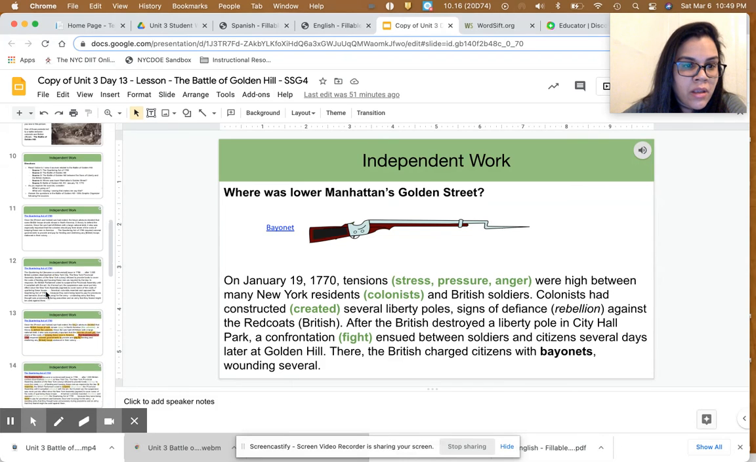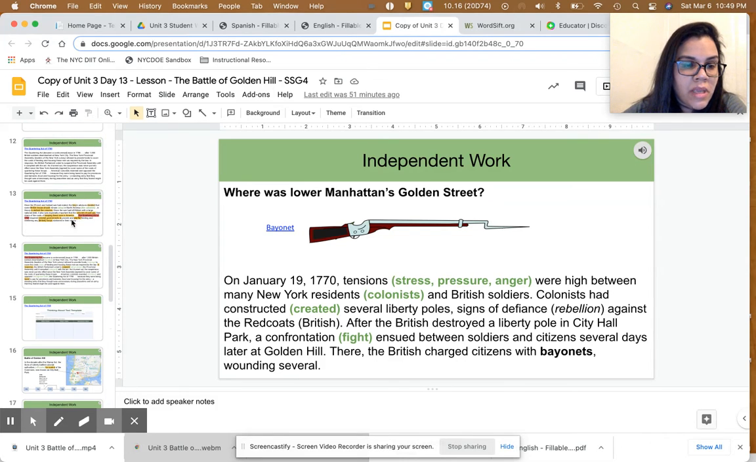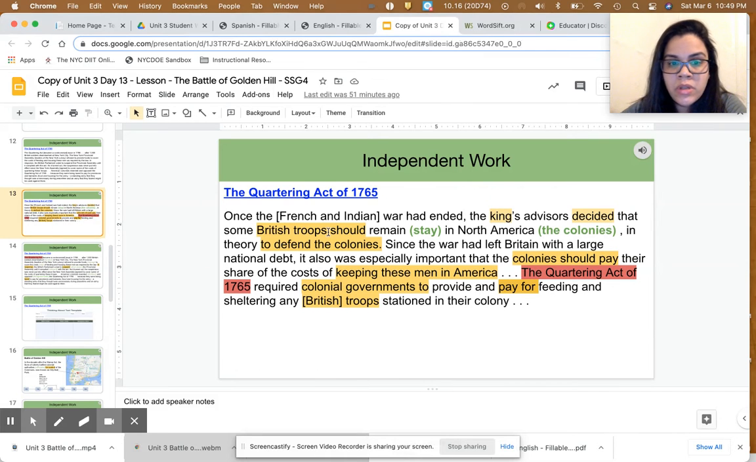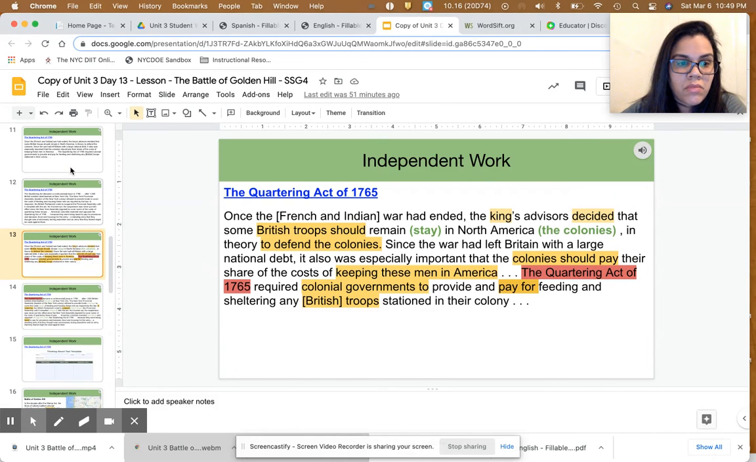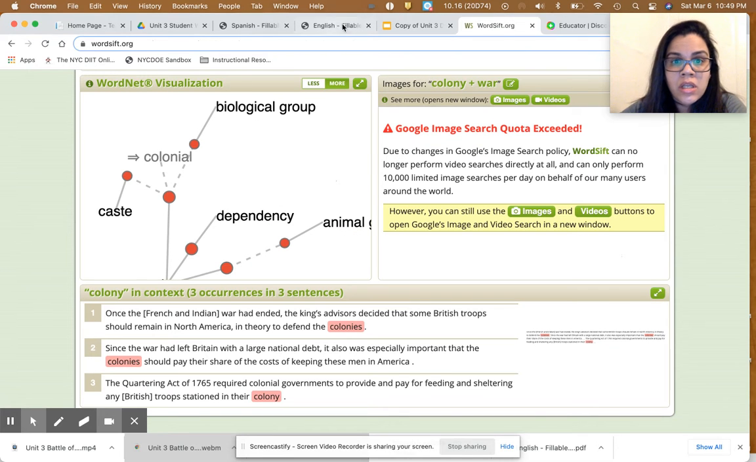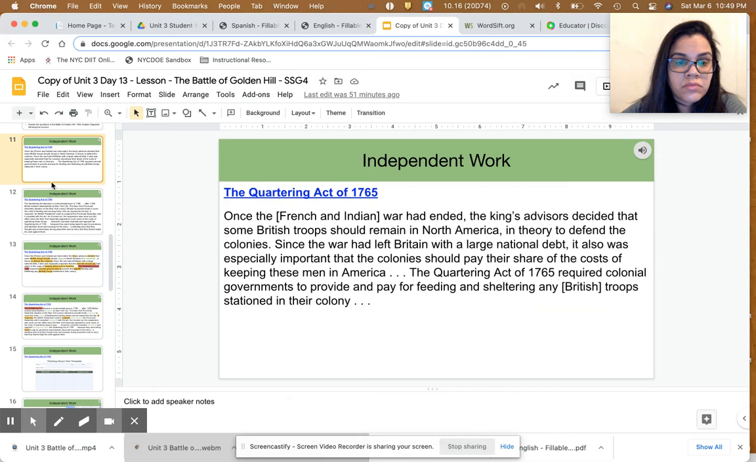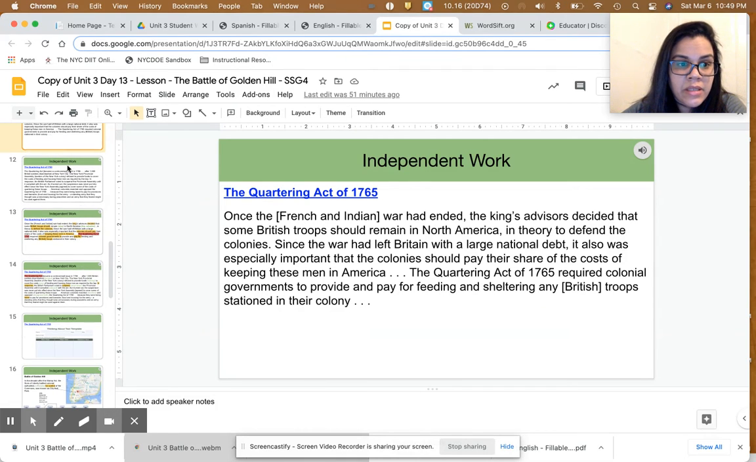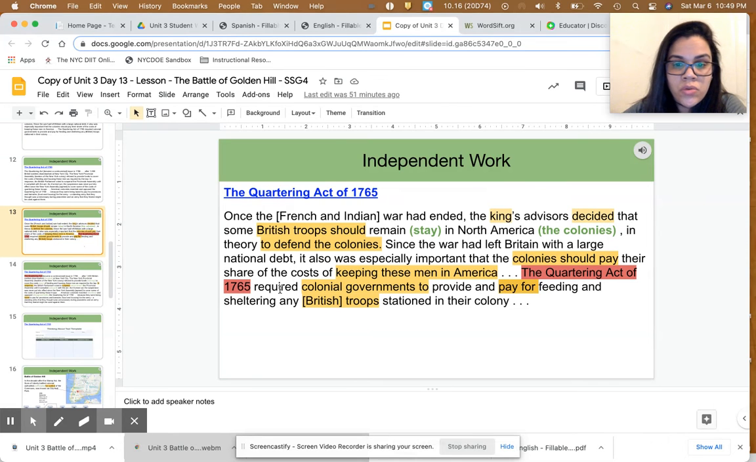Now, another way that you can make the content more accessible is, I took the Quartering Act, for example. You could use Sift to have students understand the big ideas or the main ideas from that source, or you can also highlight, like I did. I highlighted some of the words and phrases that can support students in understanding what the Quartering Act was and the effects of the act.